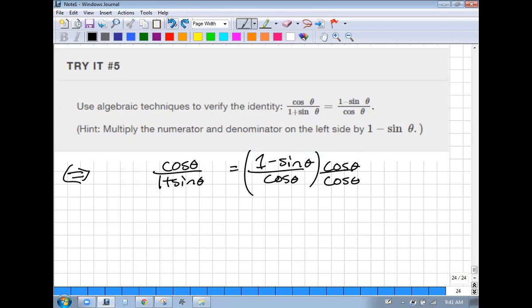So here we're going to try the process. Instead of making things simpler, we're going to add stuff until both sides are the same. We'll try that approach. Now let's see, this one has a 1 minus sine on the top, and this one over here doesn't. So I'm going to multiply this one by 1 minus sine over 1 minus sine theta. Okay, so now the tops are the same, right? Okay, cool. Let's keep that since those are the same.